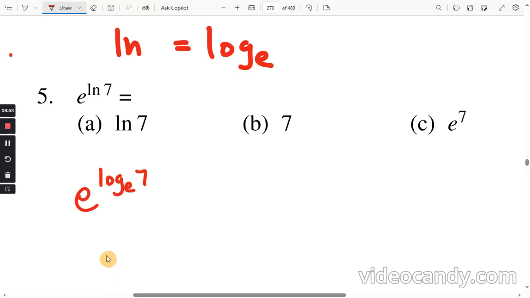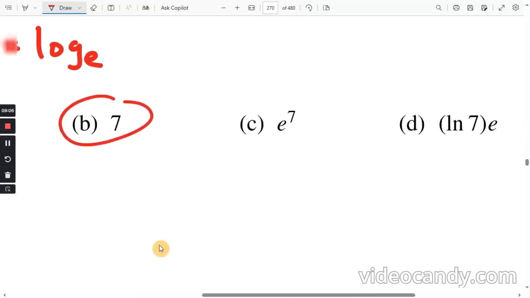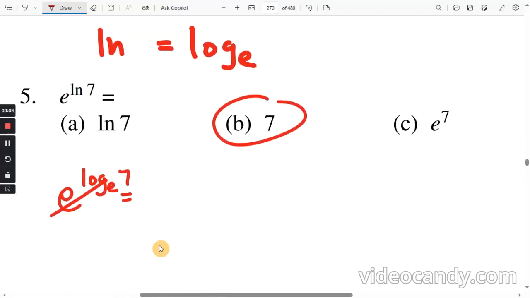Okay, and now it's obvious. This is a base, and this is a base. The bases are both e's, so they cancel, and you are just left with the 7. That's answer B. All right, nothing else comes close.